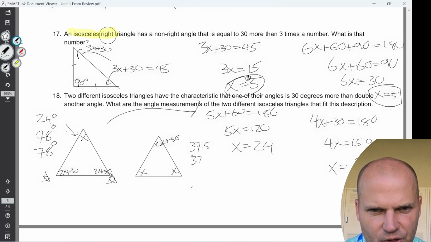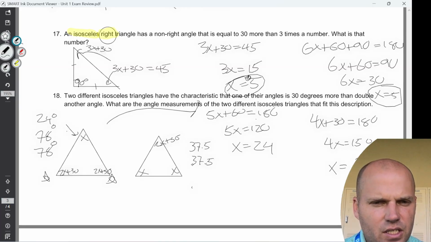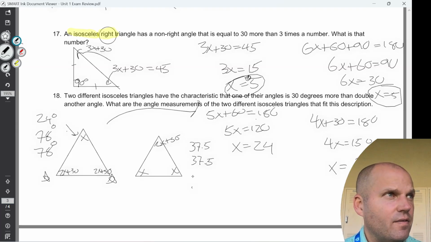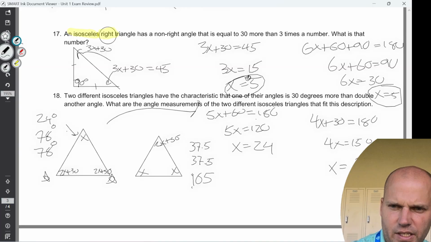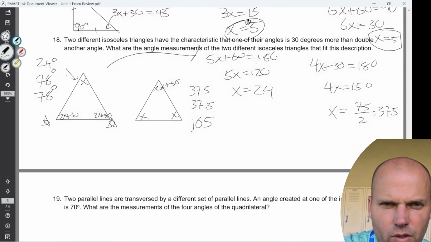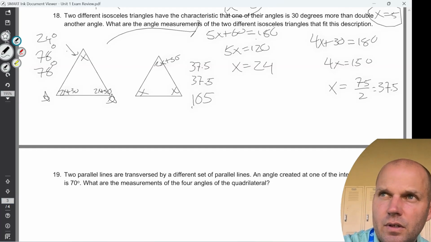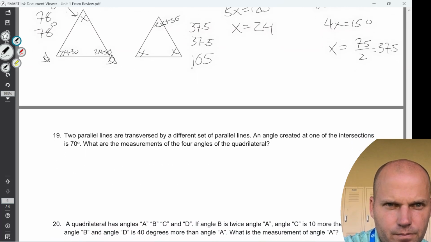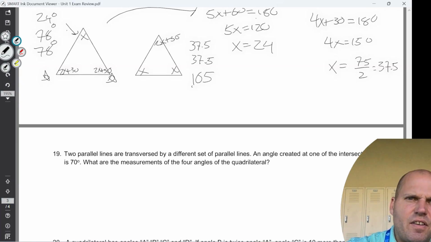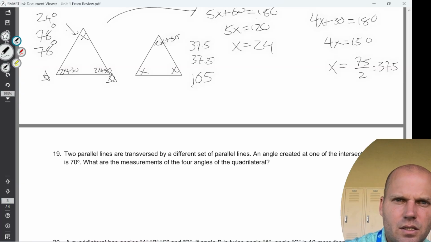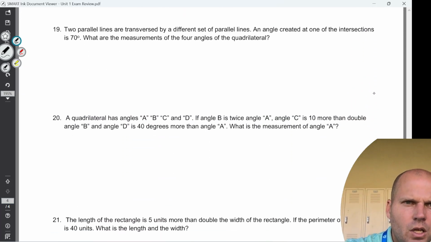So 37 and a half, 37 and a half is 75, and the third angle is 105. I think that's right. If you have a calculator, great, use it. 37 and a half, 37 and a half, 75. Cool. Let's make sure that's right. 37 and a half doubled is 75, plus 30 is 105. Yeah, we're good. All right, sorry about that.